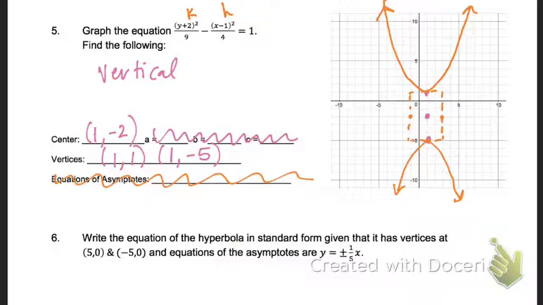H goes with the x, y goes with the k. Then I go left and right 2, and I go up and down 3. My vertices are when I go up and down. So my vertices are at 1, 1, and then 1, negative 5. So any questions about graphing?